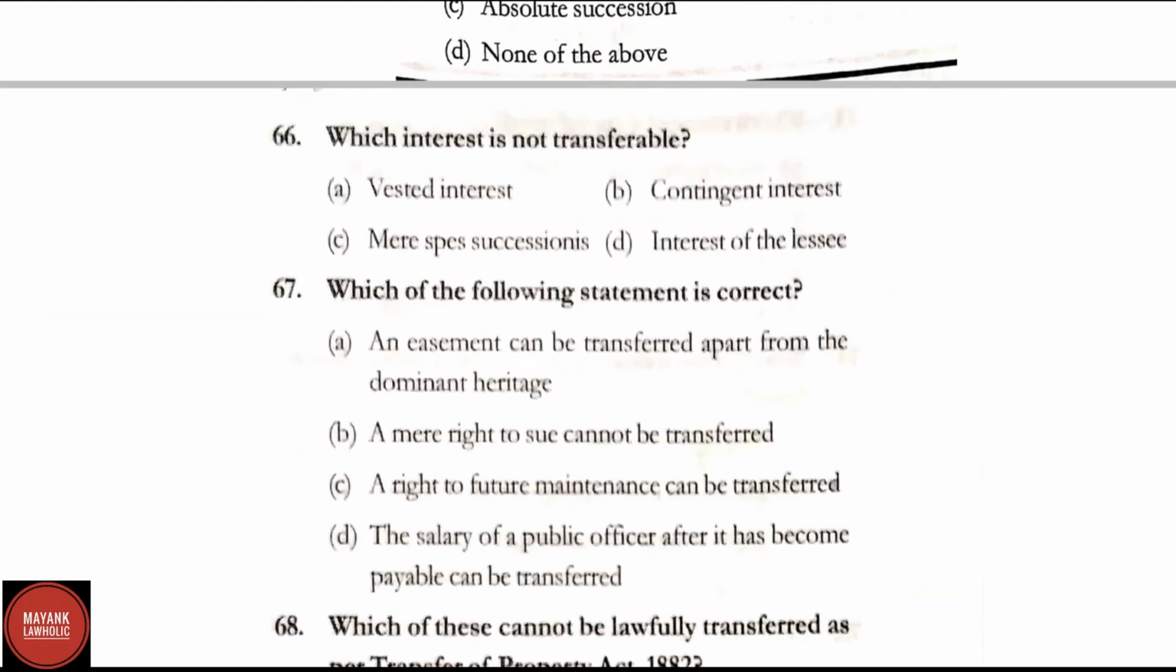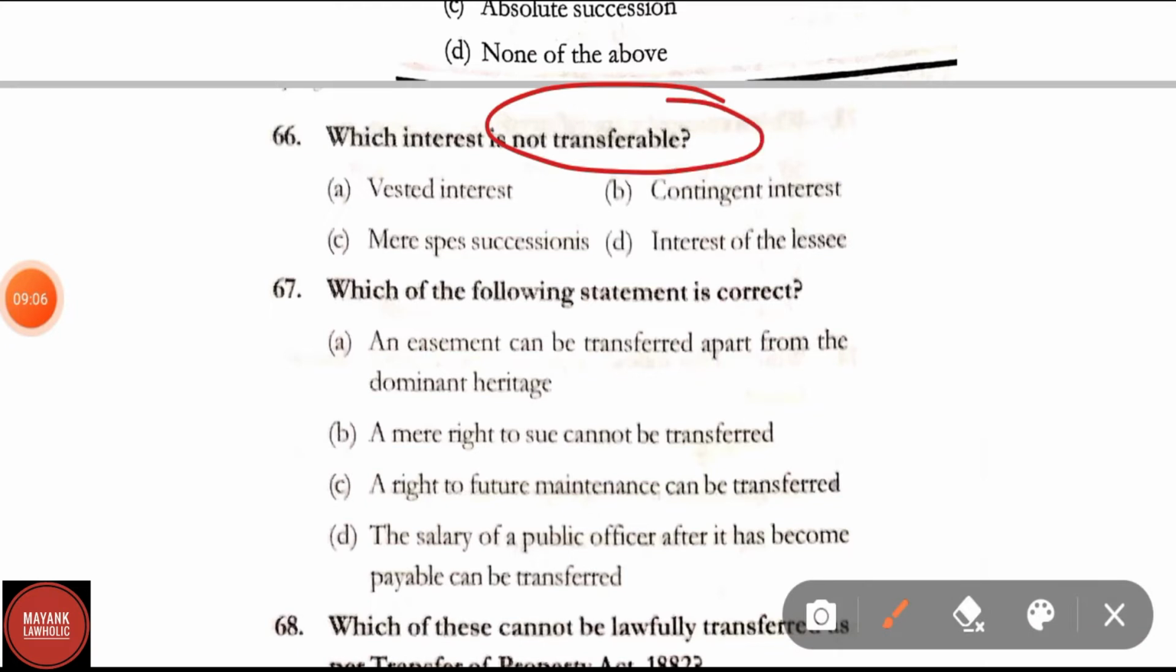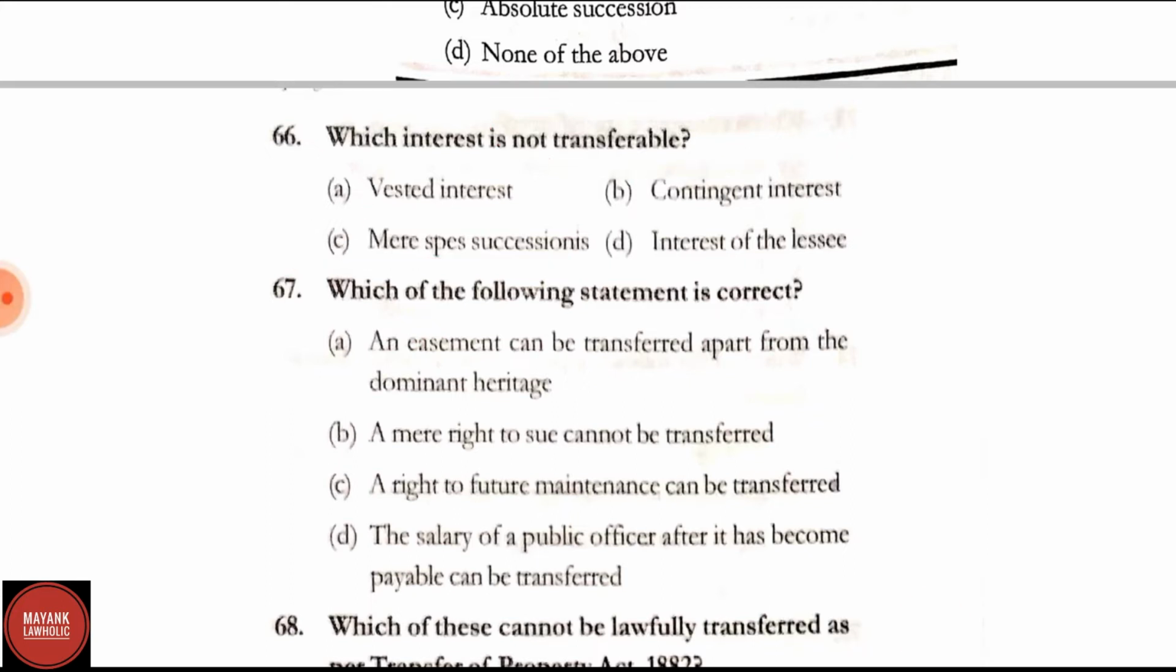Question number 66. Which interest is not transferable? Vested interest, contingent interest, mere spes successionis, interest of the lessee. Here the correct answer is option C, that is mere spes successionis is not transferable.